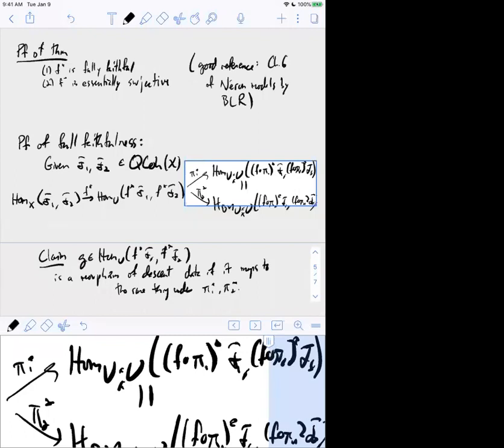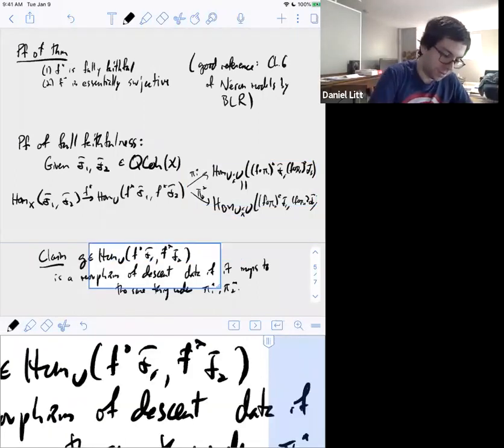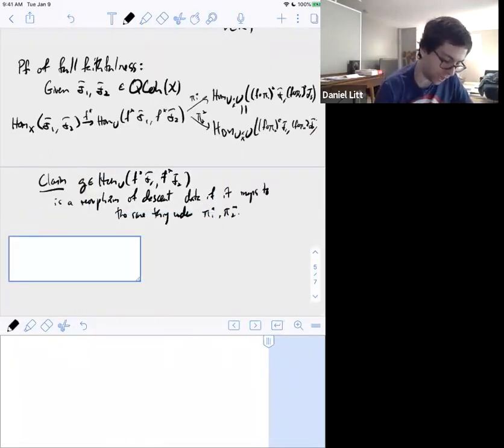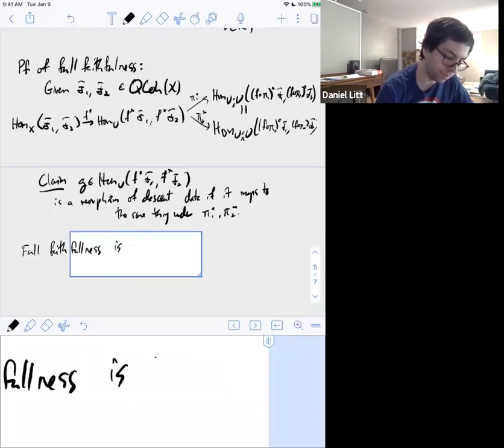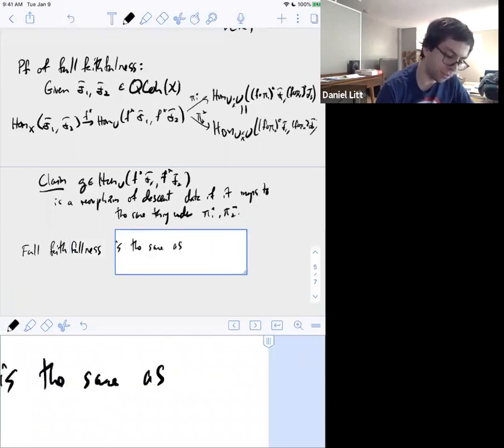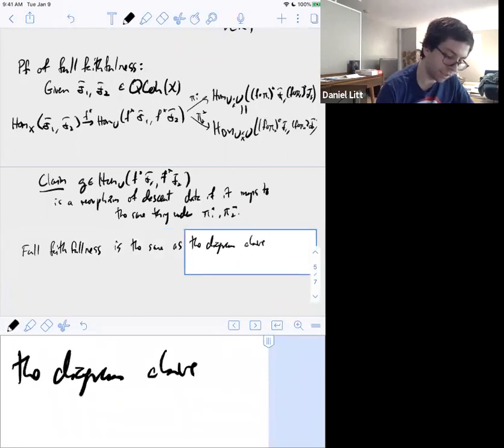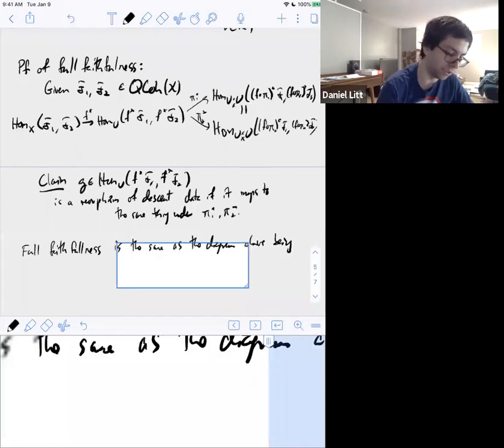Cool. So in fact, what I claim is that full faithfulness is the same as the diagram above being a co-equalizer diagram, or sorry, being an equalizer diagram.